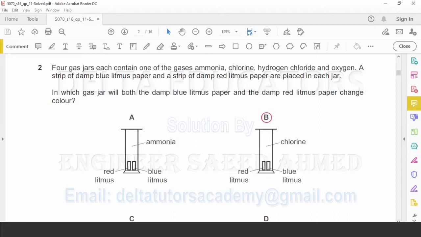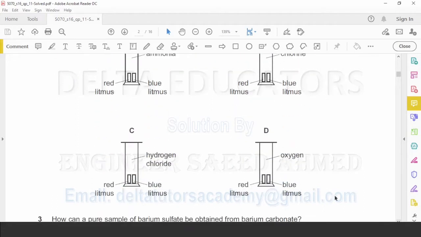What is given in the other options? Option C, hydrogen chloride. Hydrogen chloride is acidic in nature. Acidic gases change blue litmus paper to red. So here blue will change to red. Here only one litmus paper will change its color. In D we have oxygen. Oxygen is neither acidic nor basic. So it will neither change red to blue nor blue to red.